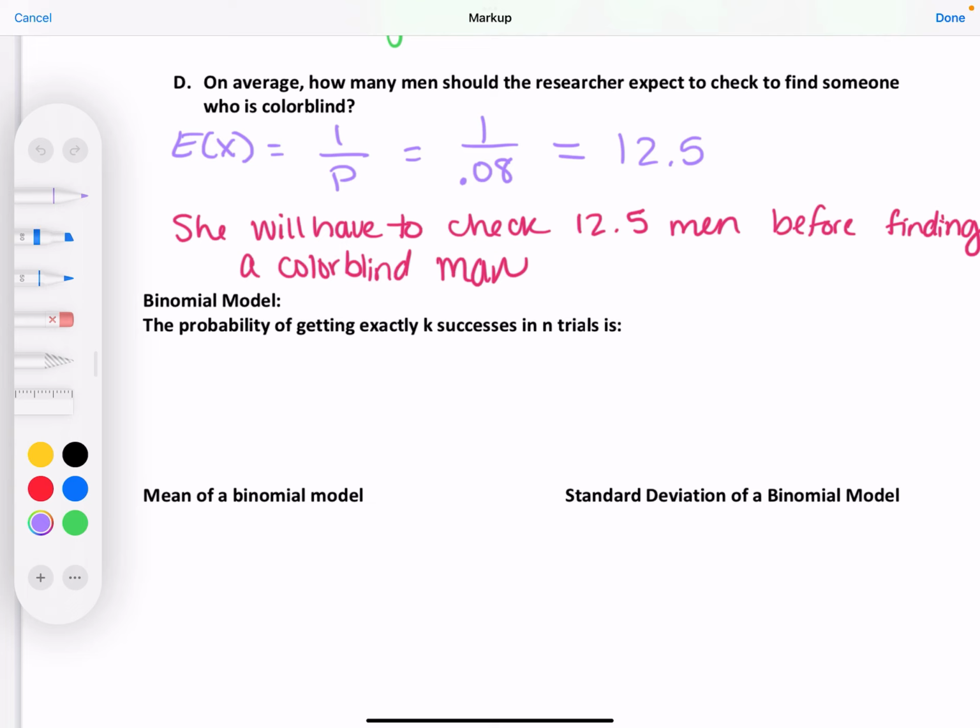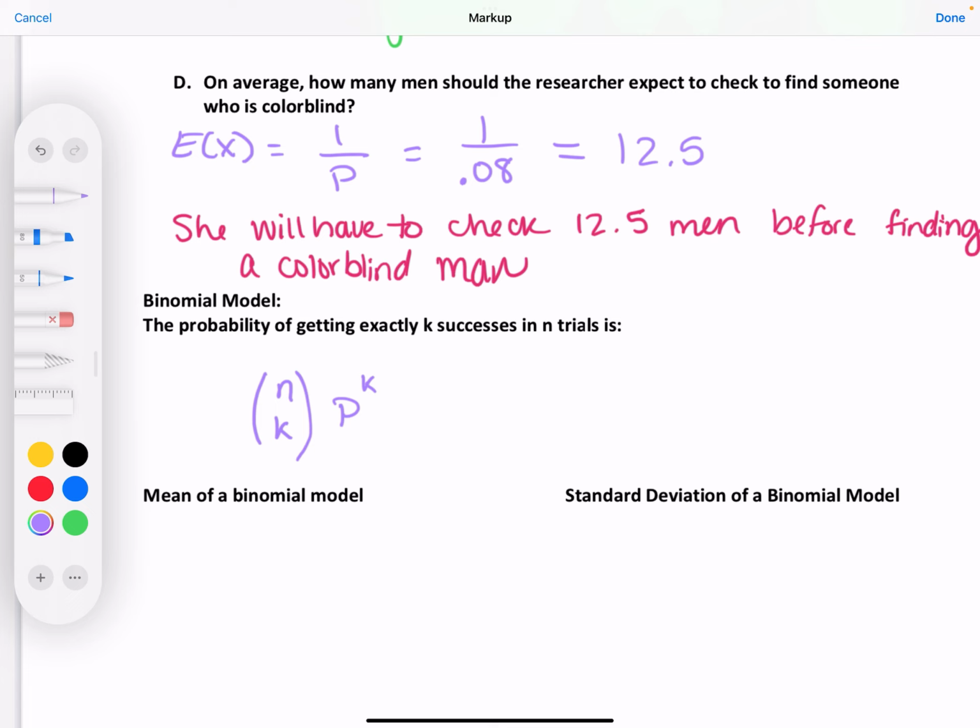Binomial model. The probability of getting exactly K successes in n trials. Why is it K? Didn't we have X? This one's K. But I don't like the letter K. Get over it. It's n choose K, the combination of n things taken K at a time.